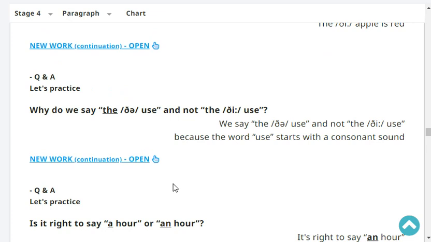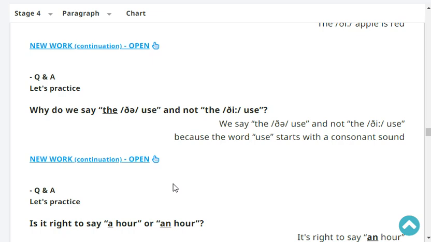Okay. Why do we say a used and not an used? We say a used and not an used because the word used starts with a consonant sound. Very good.